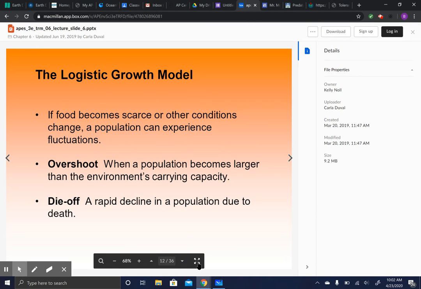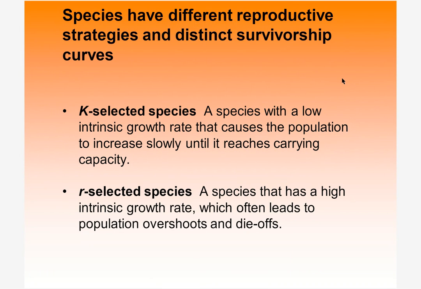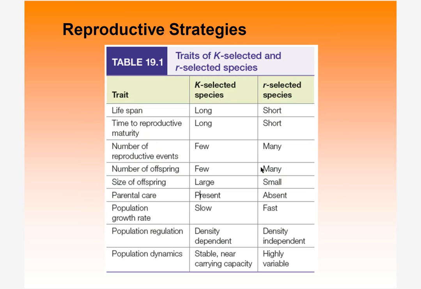Okay. R selected, K selected. So K selected: low intrinsic growth rate, and it increases slowly until it reaches carrying capacity. R selected: high intrinsic growth rate, which often leads to overshoots and die-offs. And there you go. Lifespan for the K, long, short for the R. Time to mature, long, short. Few reproductive events, many. Few offspring, many. Large, small. Parental care present, absent. Slow growth, fast growth. Density dependent regulates, density independent regulates. Stable near carrying capacity, highly variable, right?